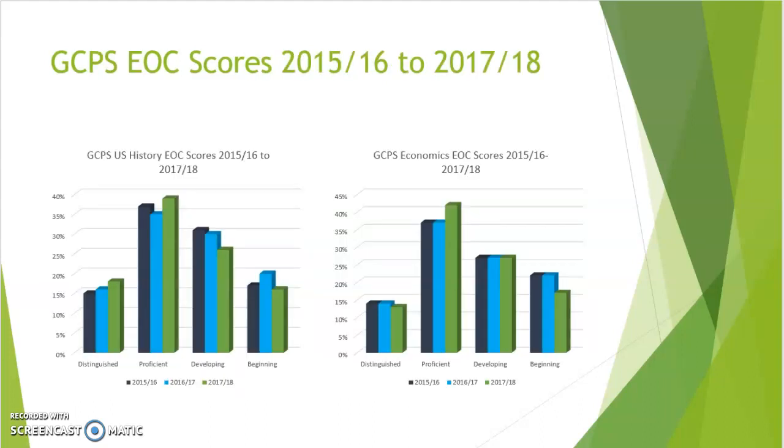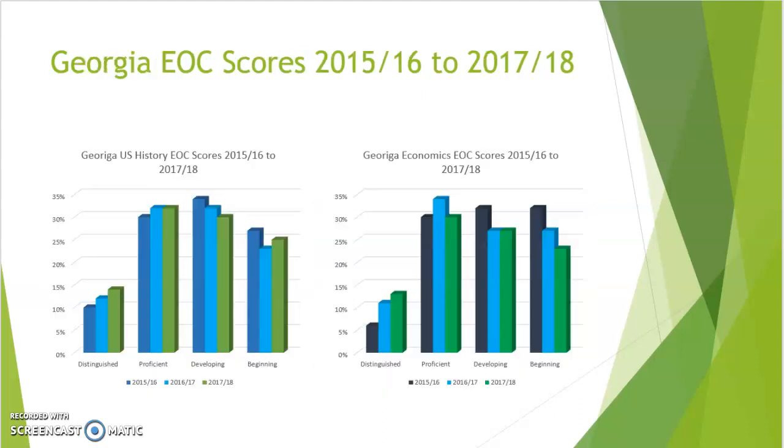For the Gwinnett County schools, kind of the same look there, the numbers. Proficient is where a lot of the students fall. They have kind of the same trend there with the developing and beginning learners, and then the distinguished learners being a lot lower for the U.S. history test and for the economics test. And then for the state of Georgia, the numbers are kind of all over the place when you look at the state of Georgia numbers there.